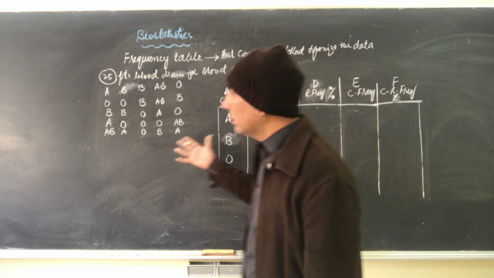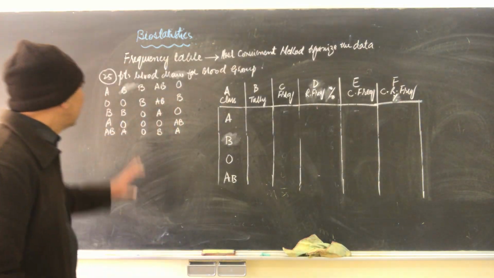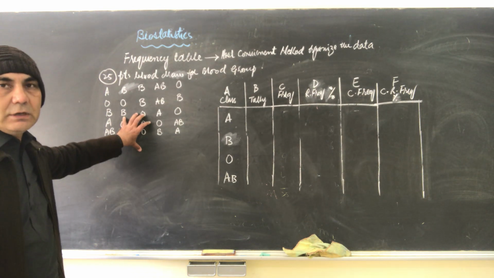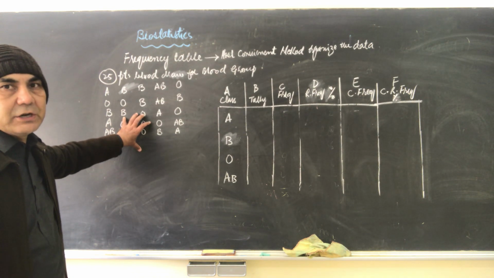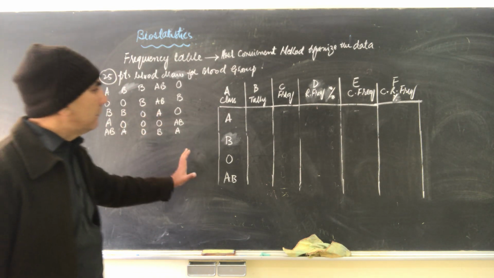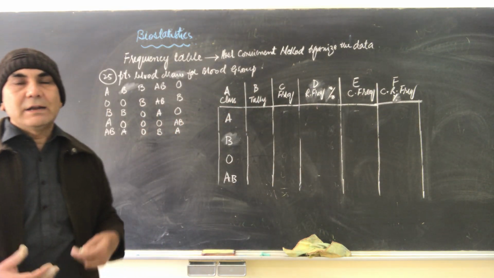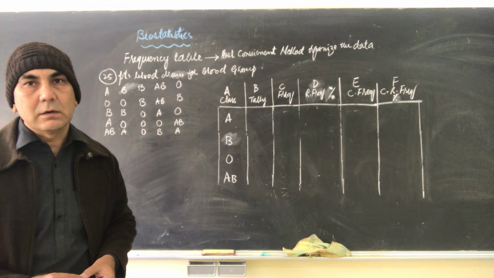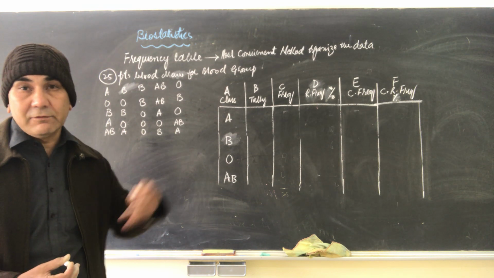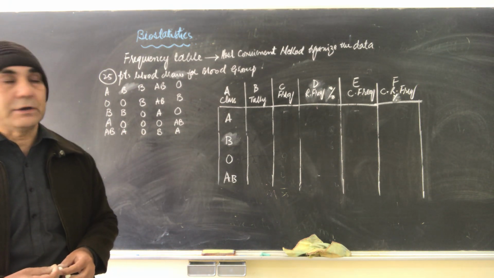Okay, let's solve the numerical problem of the blood grouping of the 25 patients, the data which is available here. We will put it in the frequency column, then we will come up with the conclusion to give a meaningful result of this data.